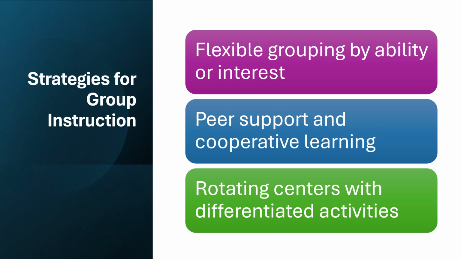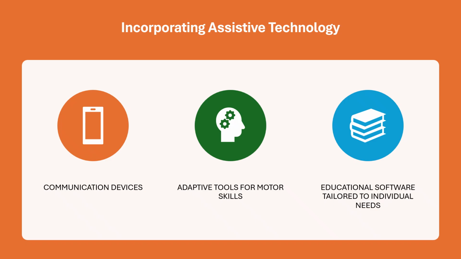Right? We know that typical children learn from children who have delays and disabilities and vice versa, right? So that peer engagement and small group instruction is really critical.